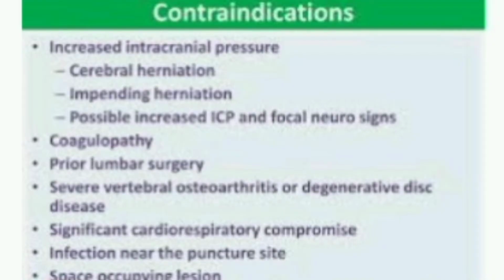What are all the contraindications for lumbar puncture? When there is increased intracranial pressure, LP should not be done. Others include cerebral herniation, impending herniation, possible increased ICP and focal neurological signs, coagulopathy, prior lumbar surgery, severe vertebral osteoarthritis or degenerative disc disease, significant cardiorespiratory compromise, infection near the puncture site, and space occupying lesion.